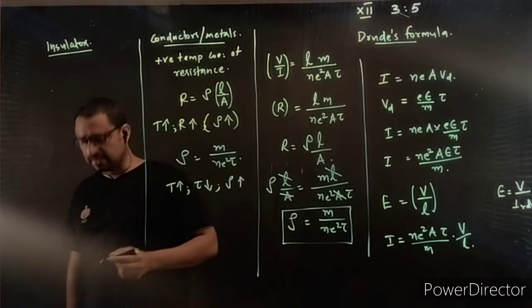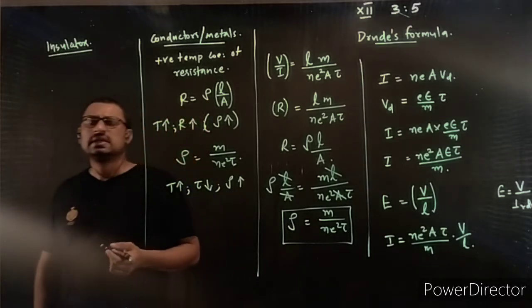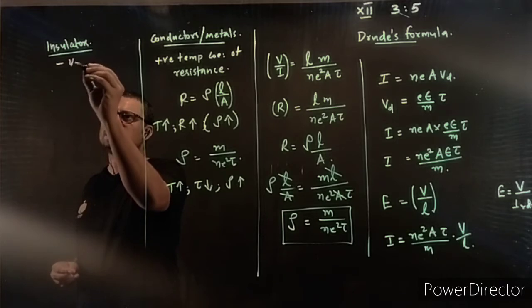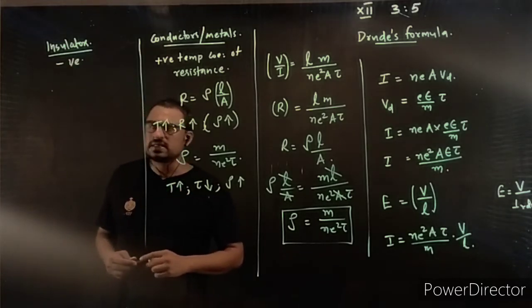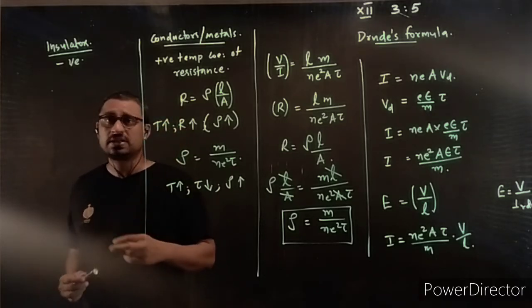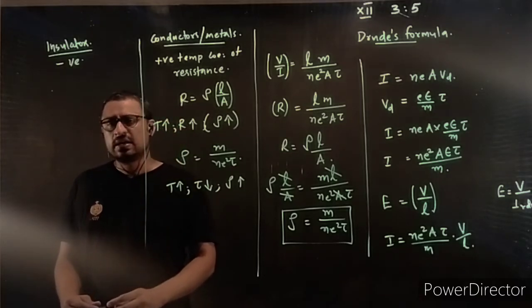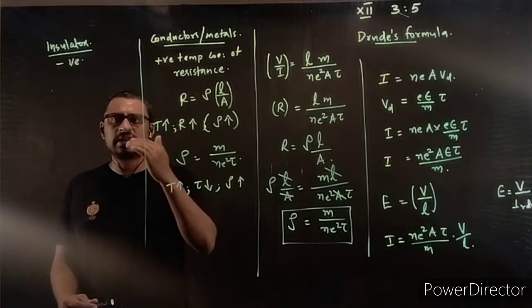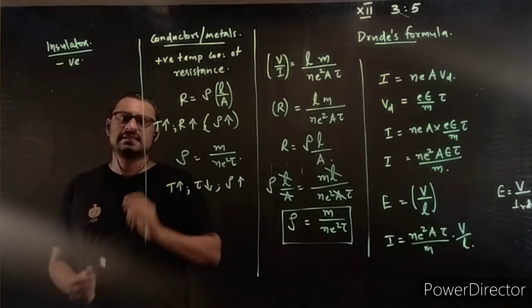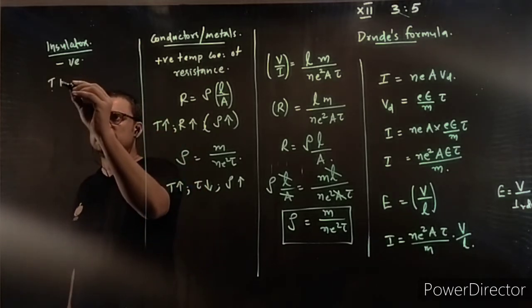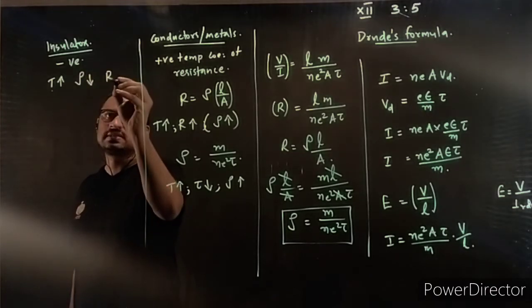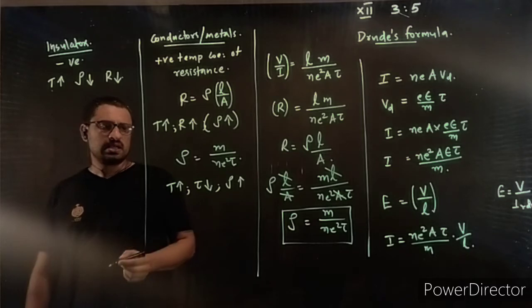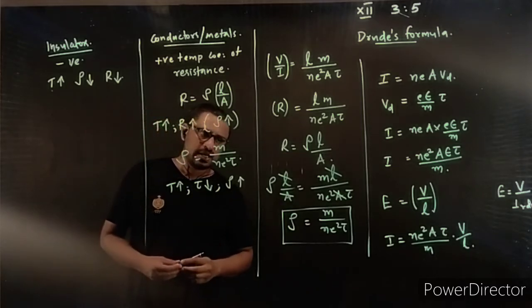Insulators have got negative temperature coefficient of resistance, we say. That means when temperature increases, resistance decreases. Why? Because when temperature increases, resistivity decreases, so resistance decreases. That is the reason. Now we'll see how it happens.